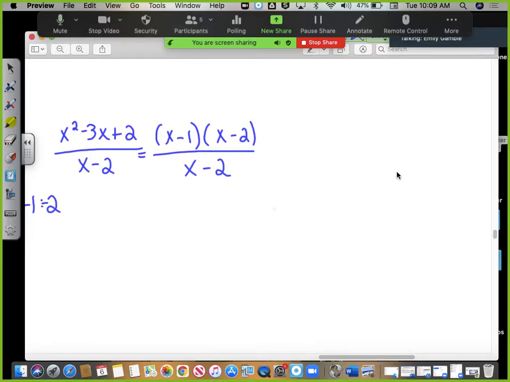Now that the top is in factored form and technically the bottom is in factored form, we can cancel out anything we see in the top as we do in the bottom. And what would that be? Yep, x minus 2's cancel, and this simplifies to be x minus 1. This is the final answer, and this is what we were working on before spring break. Simplifying rational expressions which are made up of polynomials.